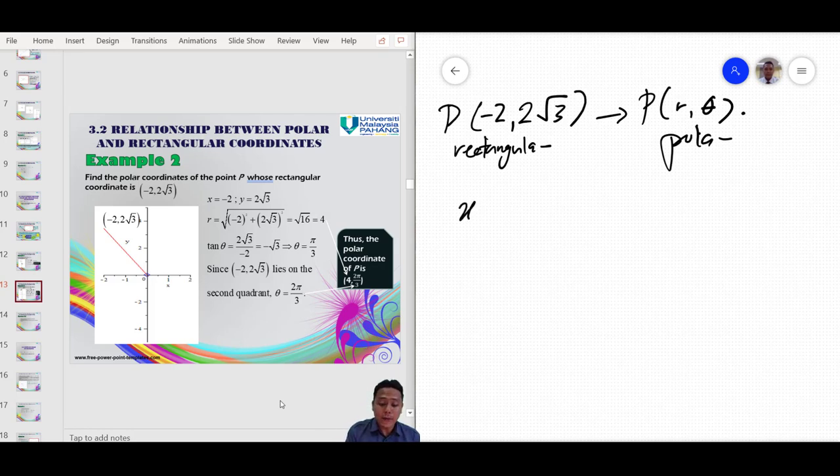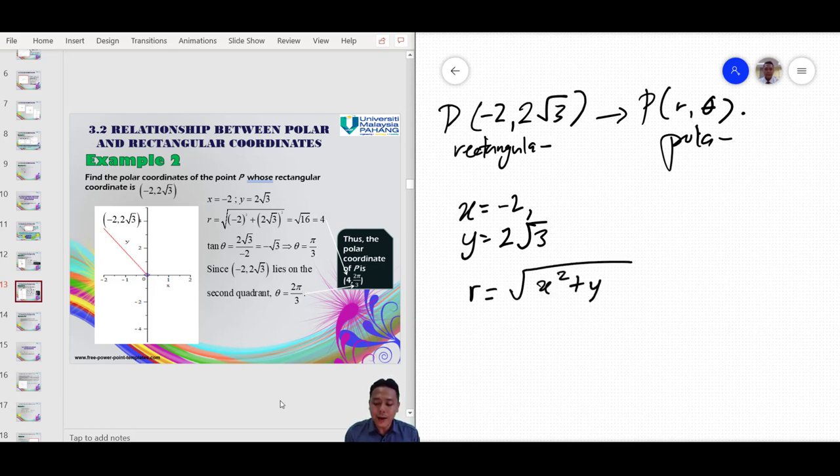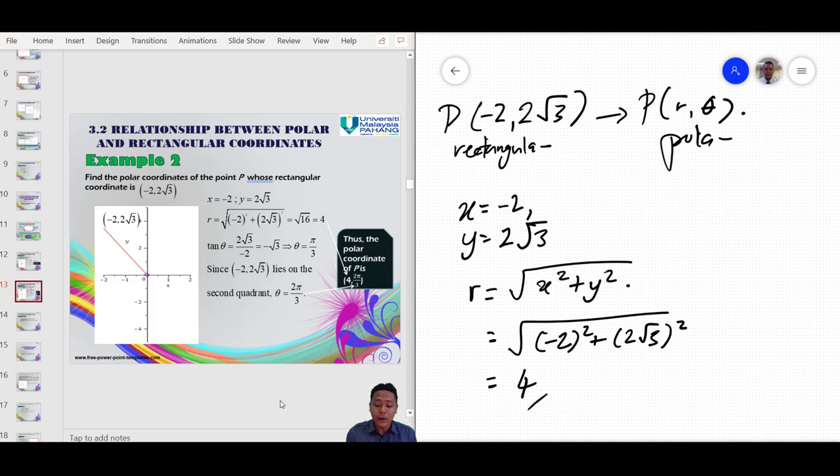Okay, the value of x is negative 2 and y equals 2 square root 3. I know it's there, I just write it again. Two things need to be known. The value of r is the square root of x squared plus y squared. What will be the value here? X is negative 2, so negative 2 squared plus 2 square root 3 squared. You get the value of r equals 4.